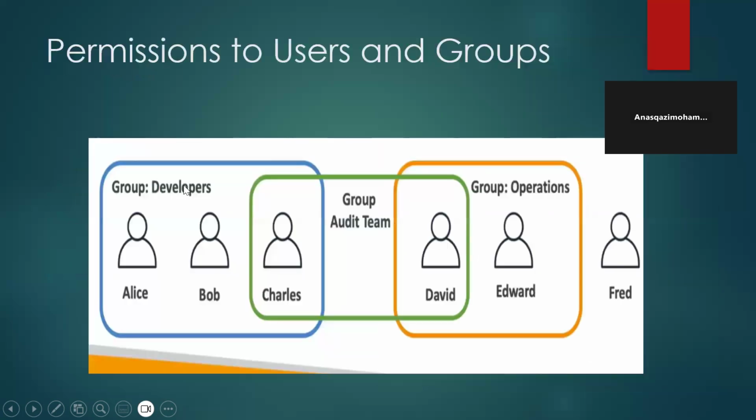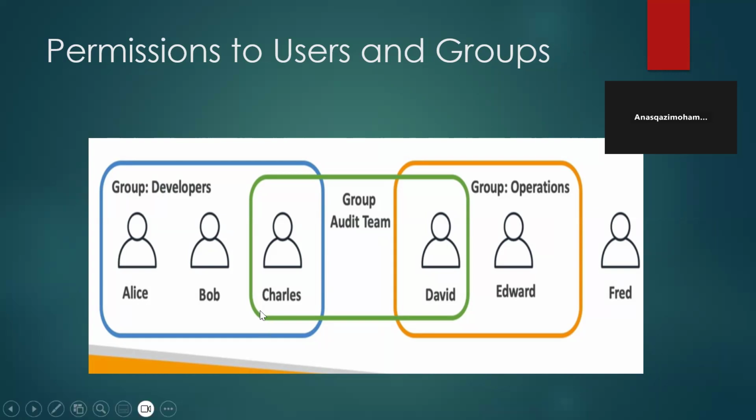So moving on to the groups. As I told you, we've got a developers group, we've got the audit team group, and you've got the operations team. So Alice, Bob, and Charles are given permissions and they inherit the developers' policies and permissions as well. And the operations group would have their own, David and Edward. We would give access to the operations group. They inherit the policies that are given to the operations group.